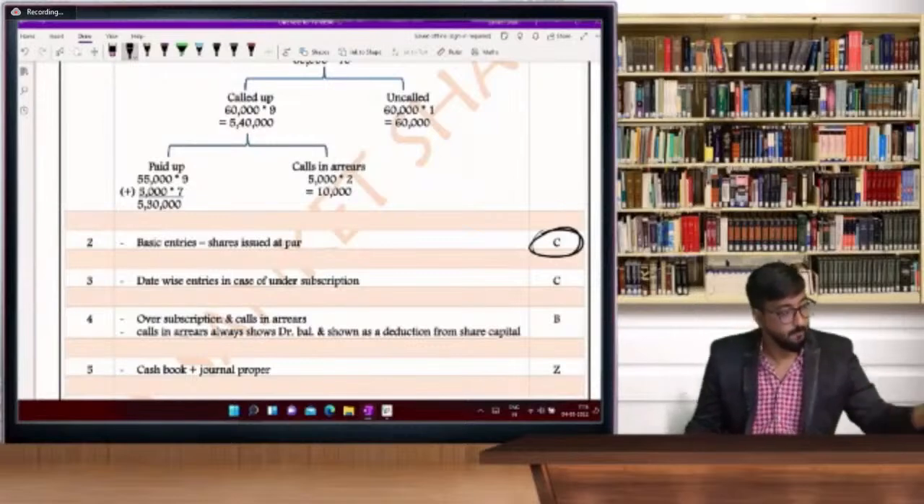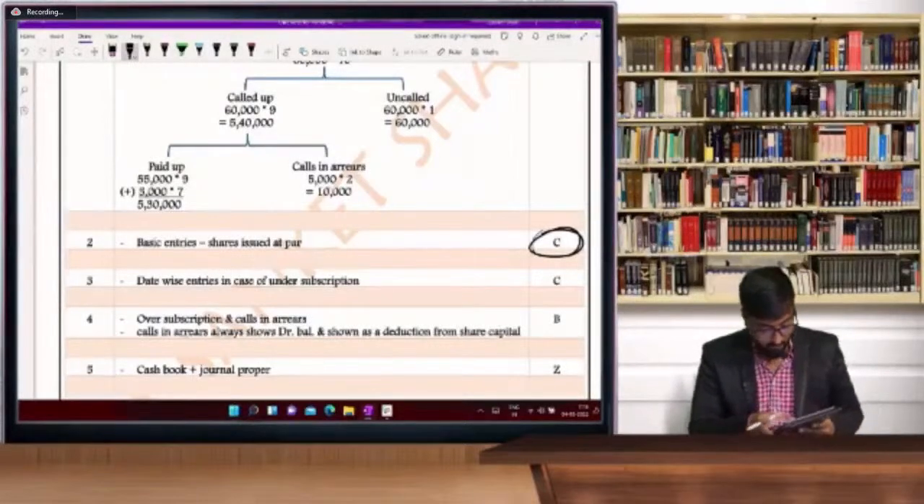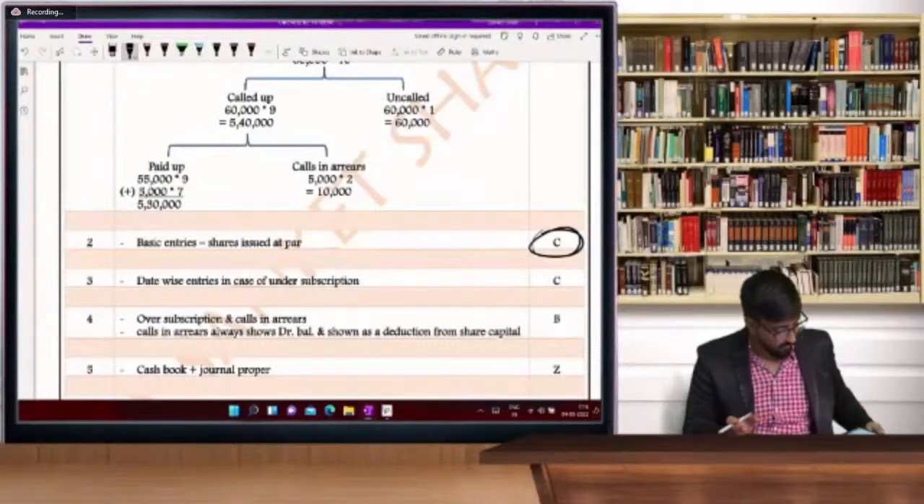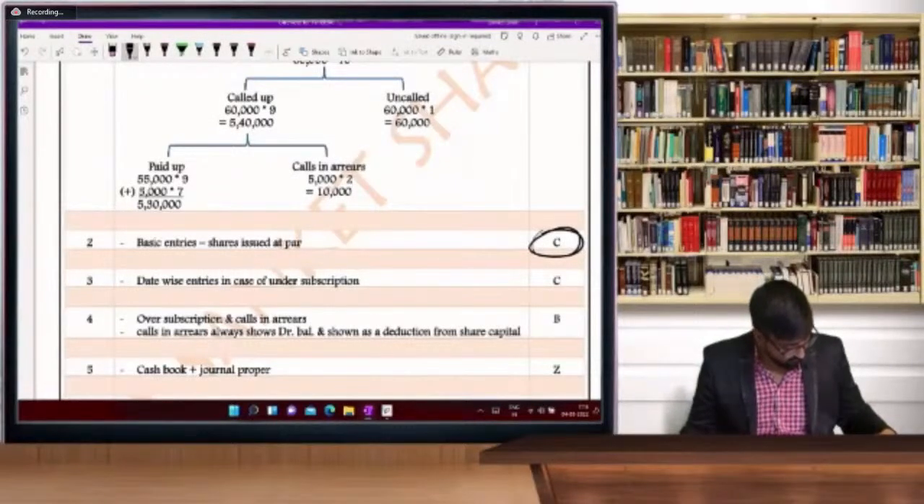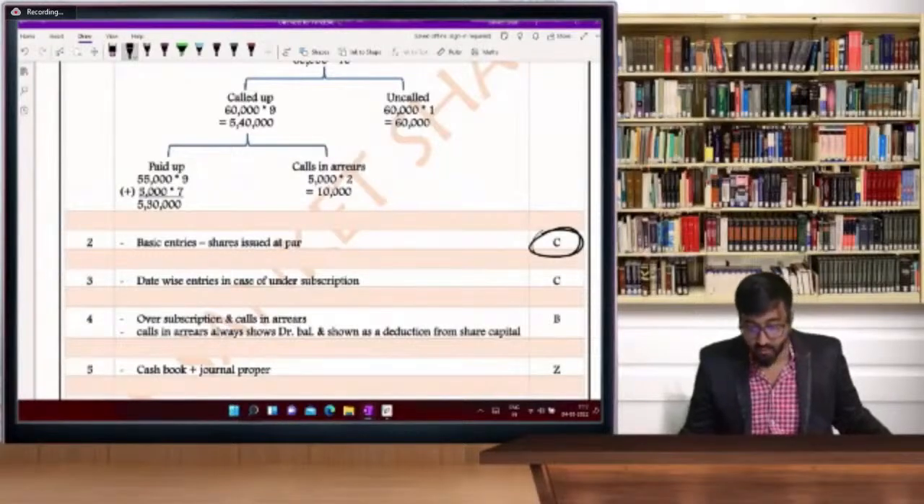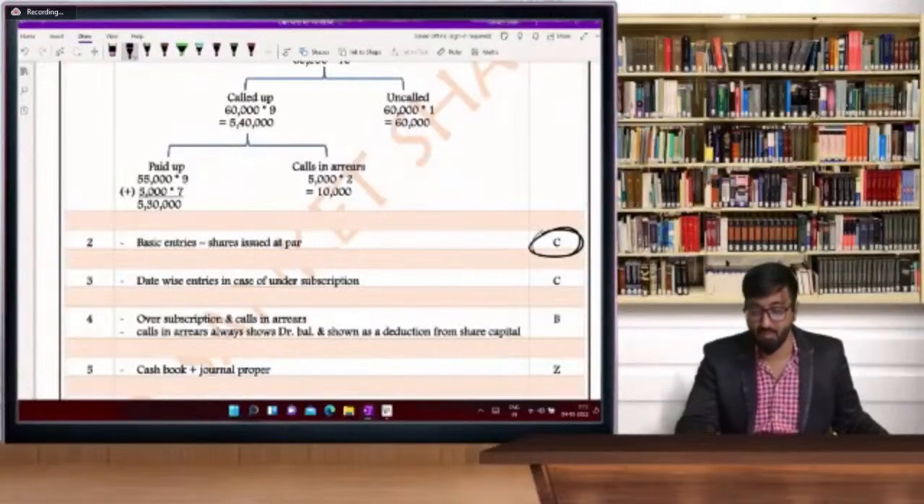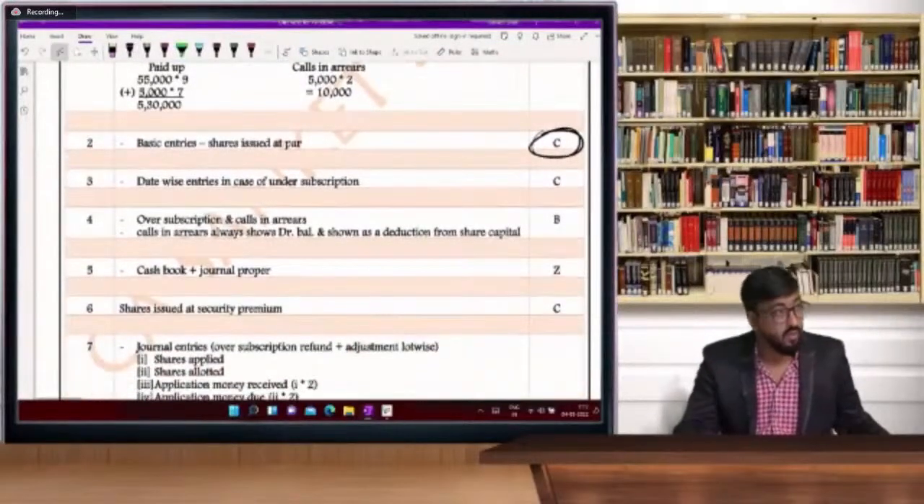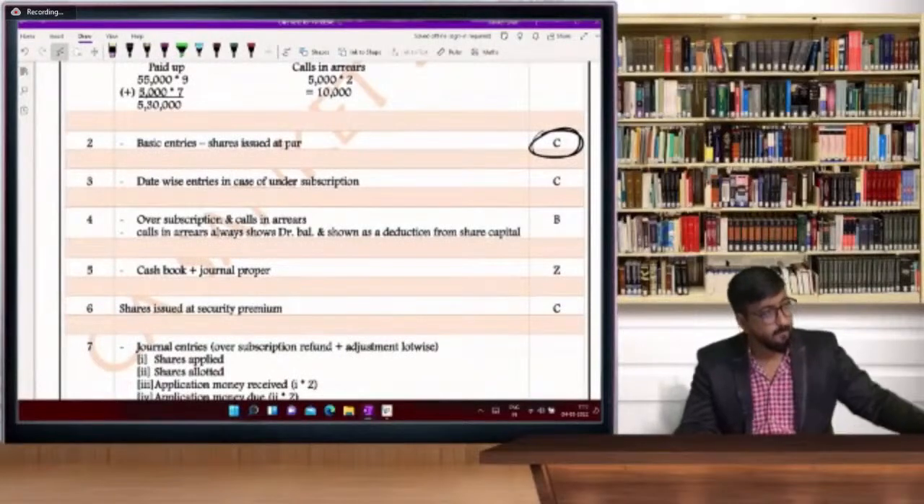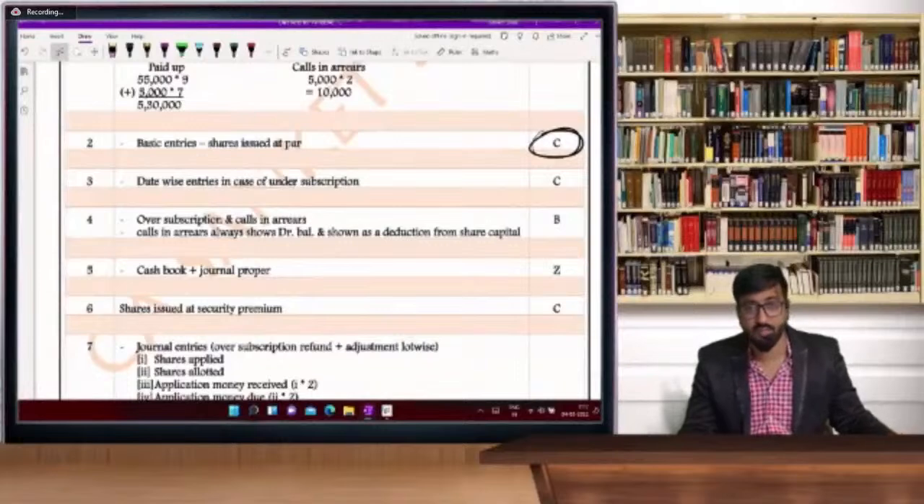Next one, number 3: date-wise entries in the case of under subscription. So, beta, this is really a very easy question. I'm not going to take illustration number 3; it is your homework. Next, over subscription and calls in arrears.